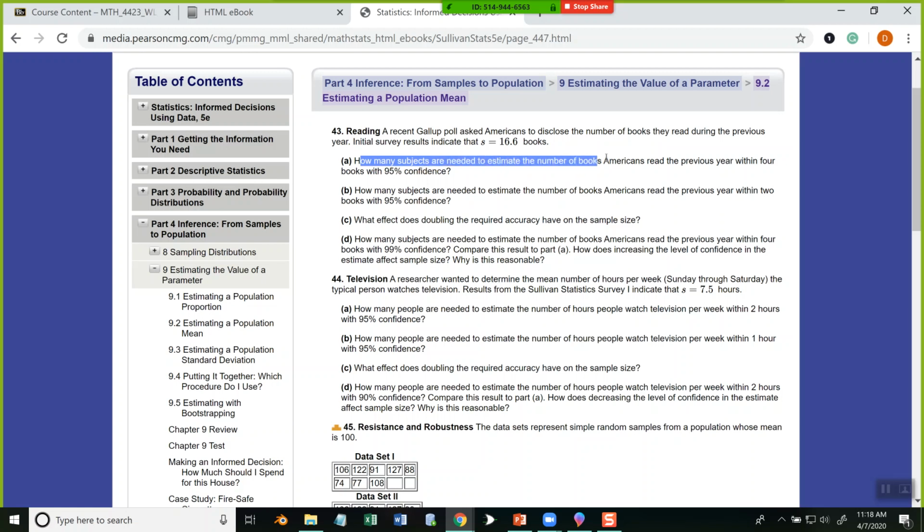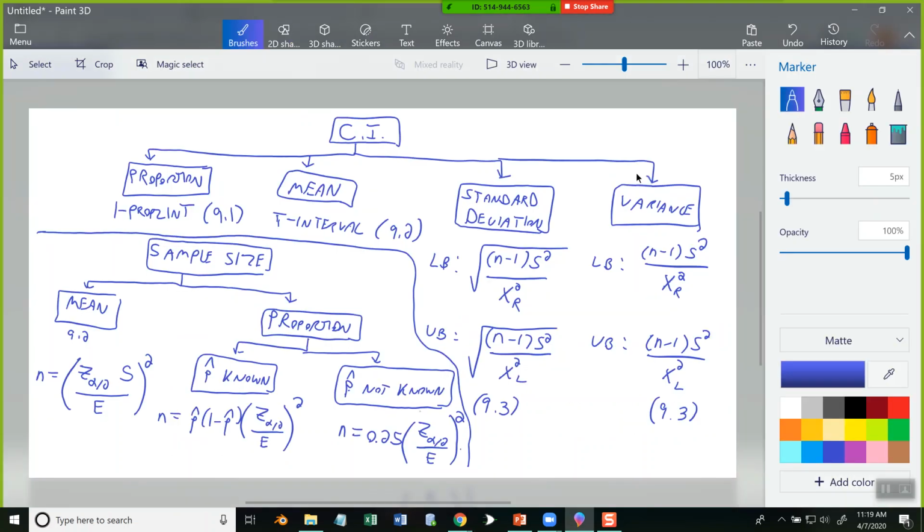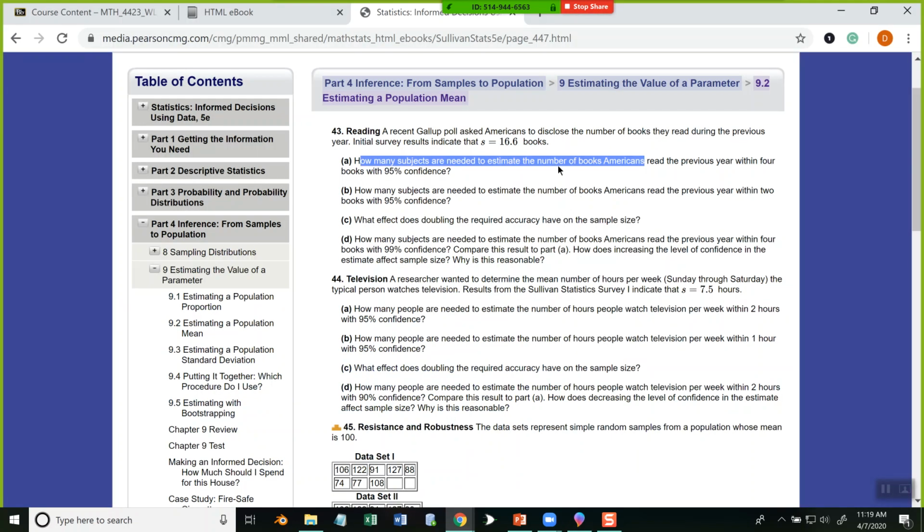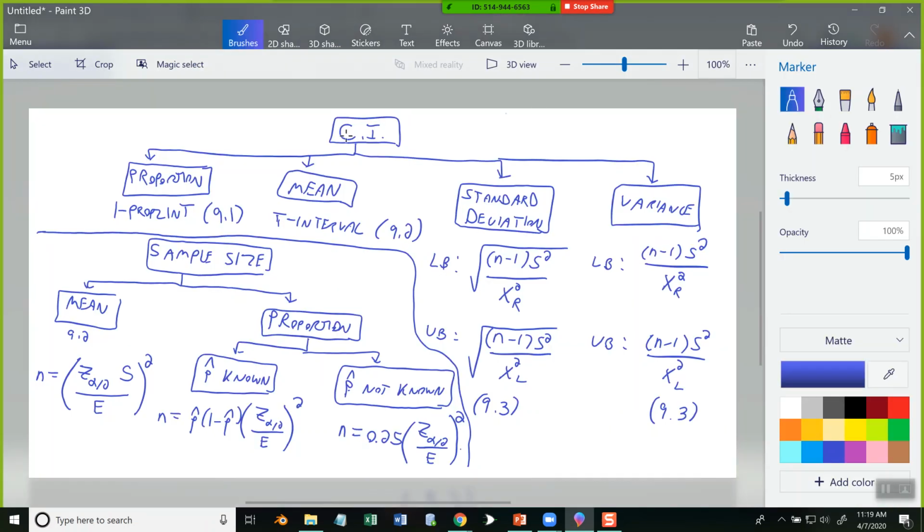To estimate the number of books, well, it doesn't say mean, as far as I can see. It doesn't say average. But proportion is always like a yes or no question. It's not how many books you read. It would be, did you read a book last year? So it'd be a yes or no type question for proportion. So since they don't refer to a yes or no or 2 outcomes type case, I know it's not proportion, so by default it has to be mean. And since it's asking for how many subjects, we would be sitting here at the sample size mean, and we'd use this formula.